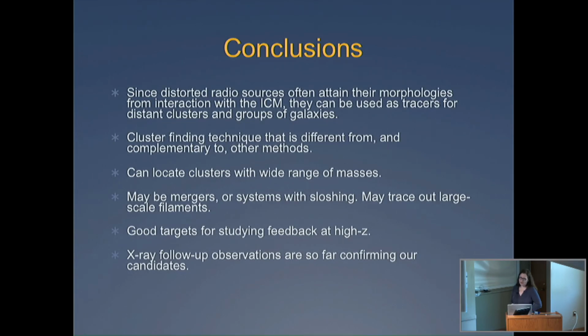Okay, so I'll wrap it up. So I talked to you about history and ongoing story of the COBRA survey and where we are now. So it's a nice cluster finding technique that's different from other methods, complementary to other methods, going to find a wide range of masses, sometimes dynamically interesting systems in which we can study AGN feedback for sure. And so far, our X-ray observations are really encouraging, that they're really confirming that these are bona fide clusters. So I'm hopeful about the future there.